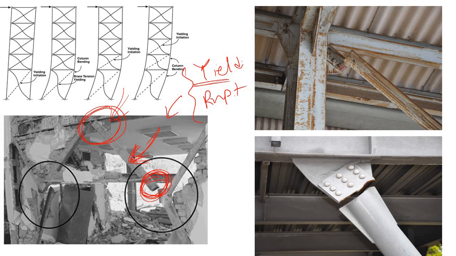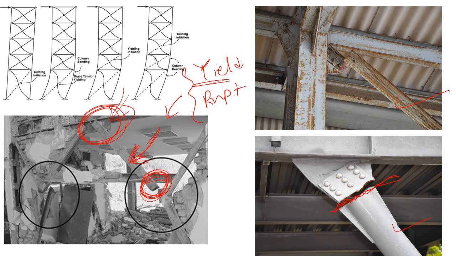Okay, but let's say the member is strong enough, as in this picture and in this picture. The member is strong enough, but the connection is not strong enough to carry the tensile force. So in that case, what will happen? Simply your member connection will fail. Okay, so here you can see the gusset plate has ruptured.